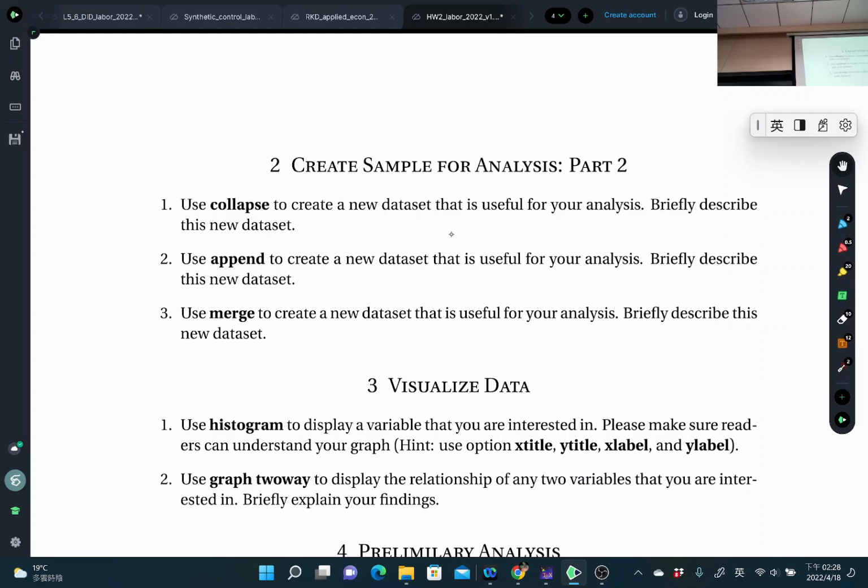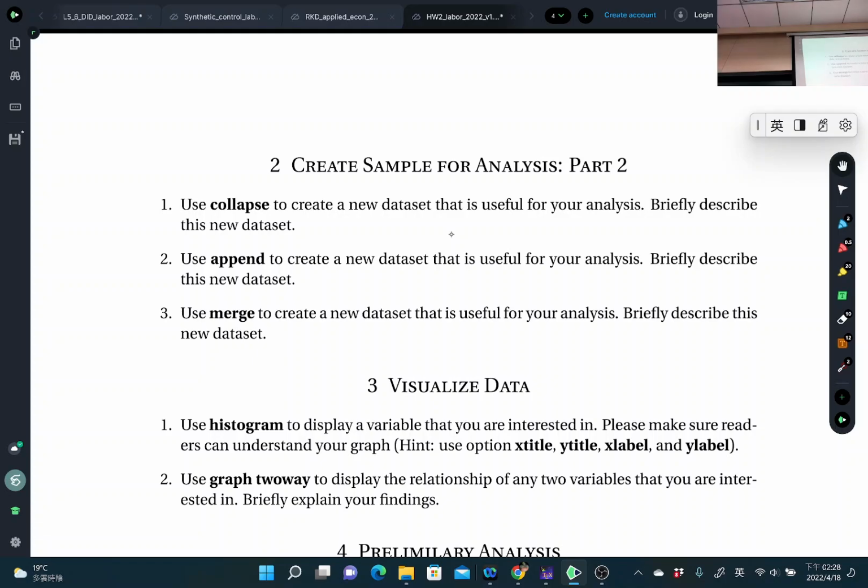So collapse will generate some new data set. Originally it's at the individual level or firm level, and collapse can help you move to the aggregate level, like the county-year level, for example. And this might be useful for your analysis.